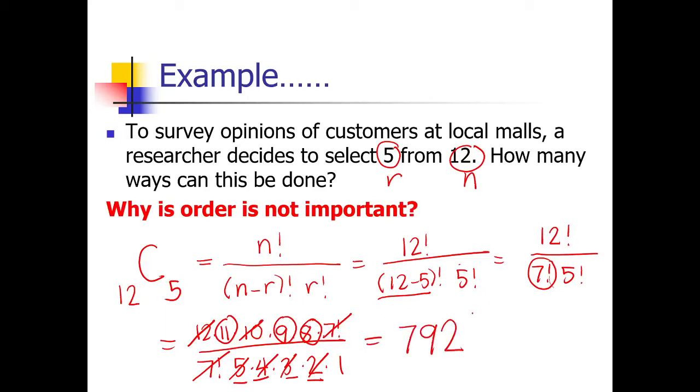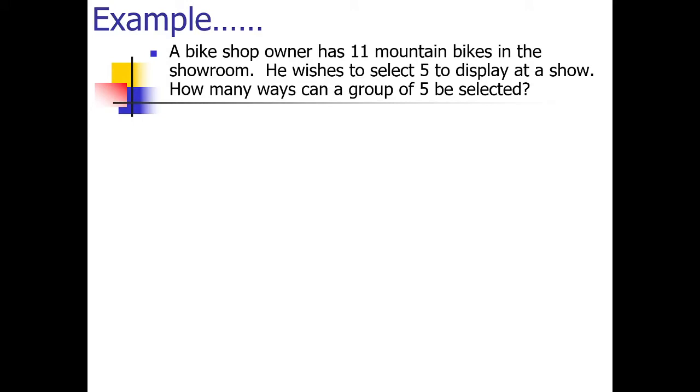792 outcomes. So using your calculator, I'm using my calculator right now. Let me check. We have 12, then you have 5 there. That's 792 ways. Okay? Okay, let's continue. Is our example clear? Section Zircon, is this clear? Okay, let's continue.